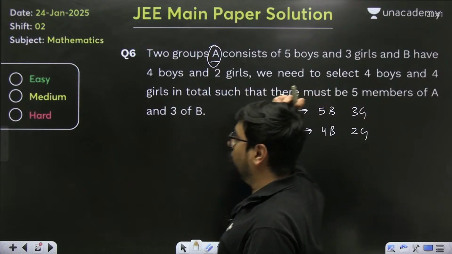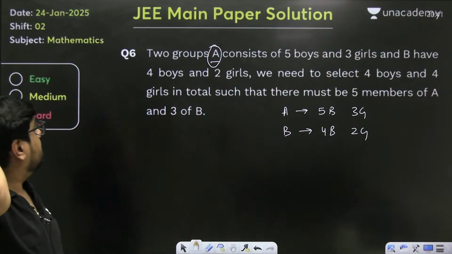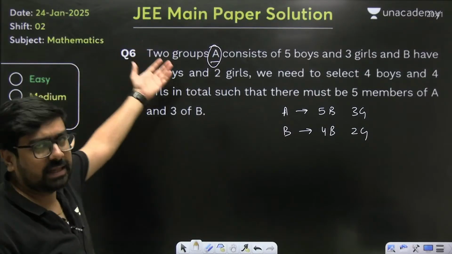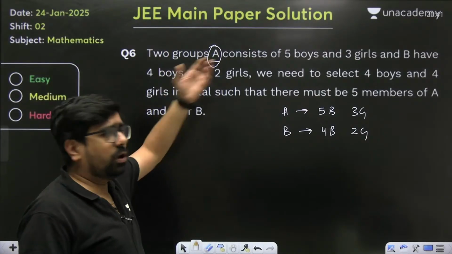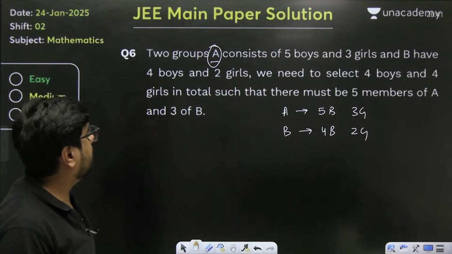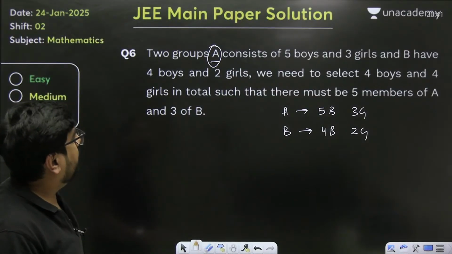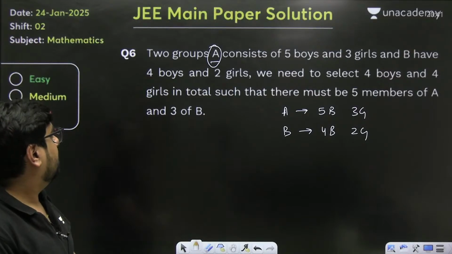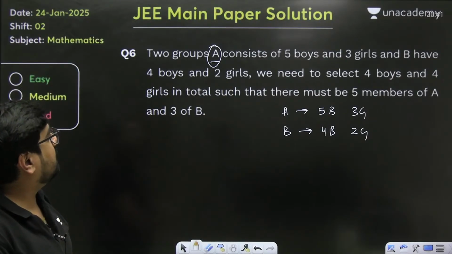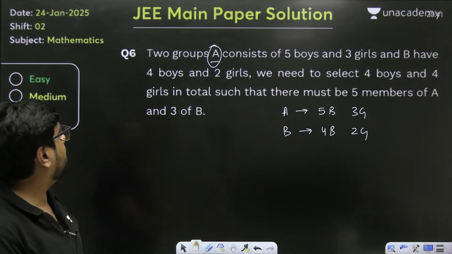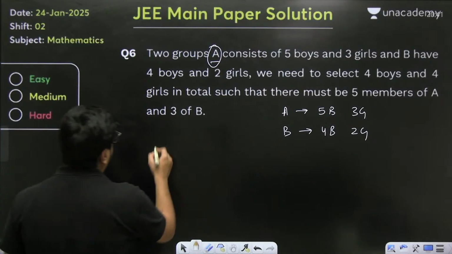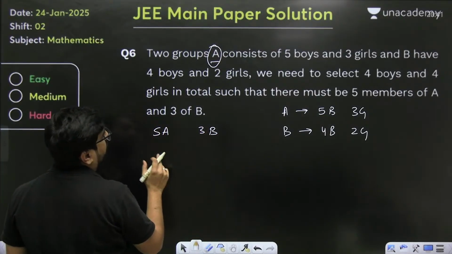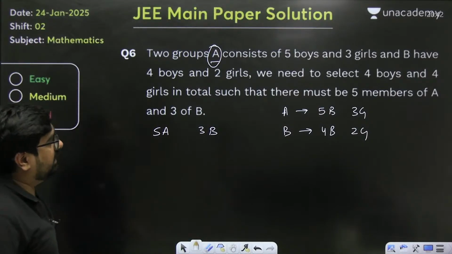Now what do we need to do? This is PNC or probability, right? Either they must have asked PNC, a number of ways, or they must have asked probability. Two things only. What do we need? We need to select 4 boys and 4 girls in total, such that there must be 5 members of A and 3 members of B. 4 boys and 4 girls we need.